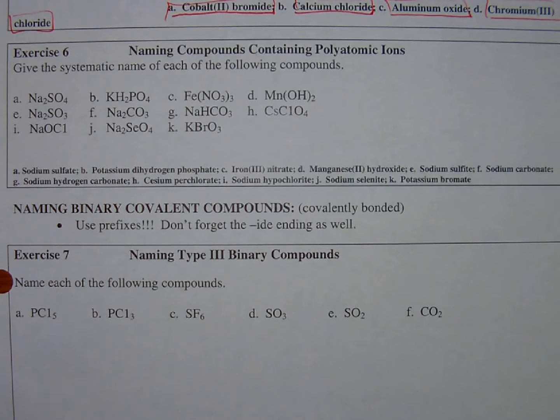Exercise 6. We're going to name compounds containing polyatomic ions. So yes, we have to know what the names of these polyatomic ions are. This is why it's so useful to memorize key polyatomic ions and then additionally to memorize those 3 patterns, because it just helps you out so much.